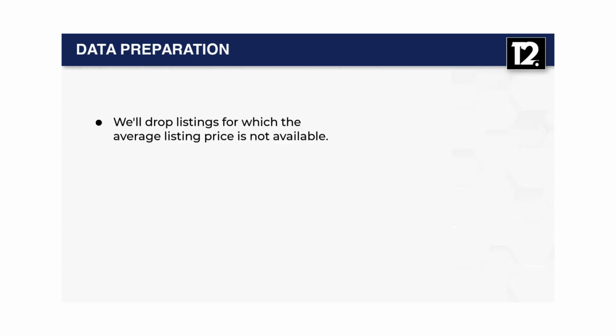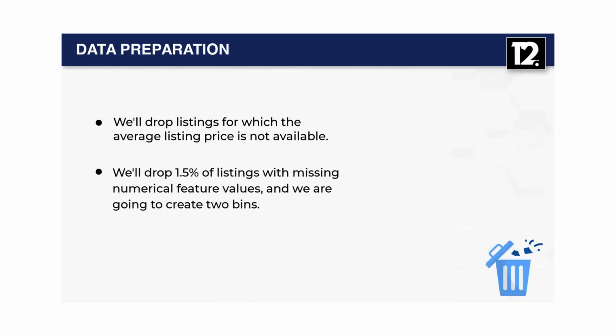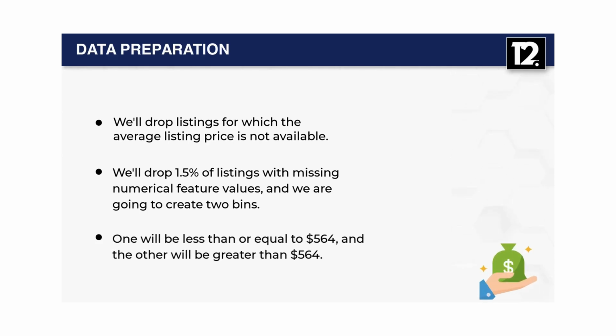Further, in data preparation, we'll drop listings for which the average listing price is not available. We'll drop 1.5% of listings with the missing numerical feature values, and we are going to create 2 bins. And this is the median listing price bin. One will be less than or equal to $564 and the other will be greater than $564.